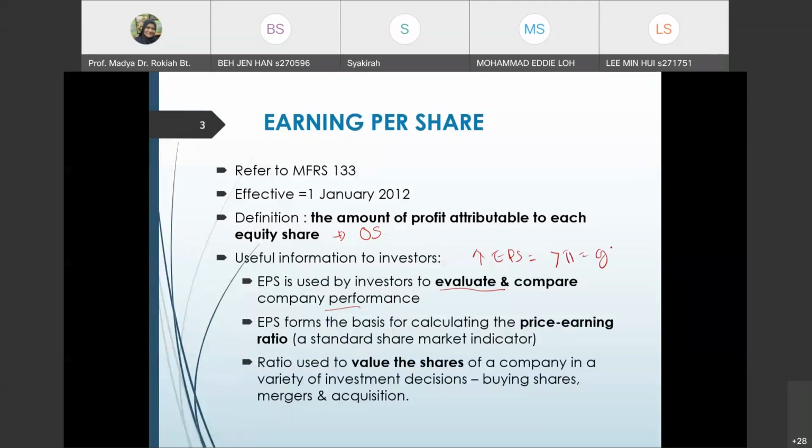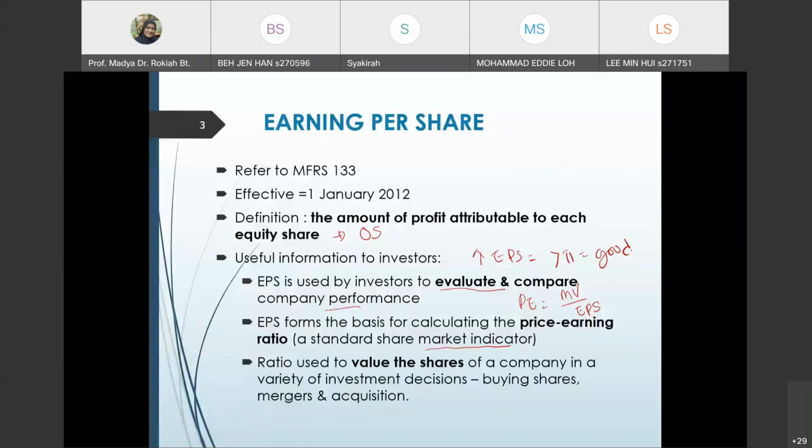They use the EPS to compare the performance between companies. This EPS is also used to calculate the price earning ratio. If you still remember, the PE ratio is calculated as the market value per share divided by the earning per share. The PE ratio is a standard market indicator of performance in the market. This ratio is used to value the shares of the company by investors, whether they want to buy a share, or for merger or acquisition.